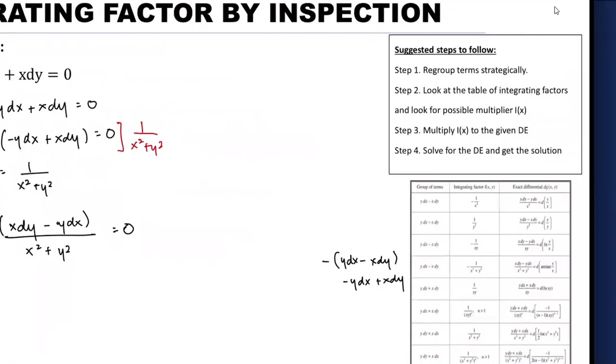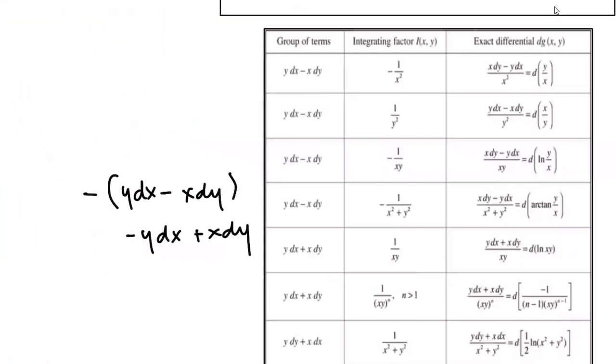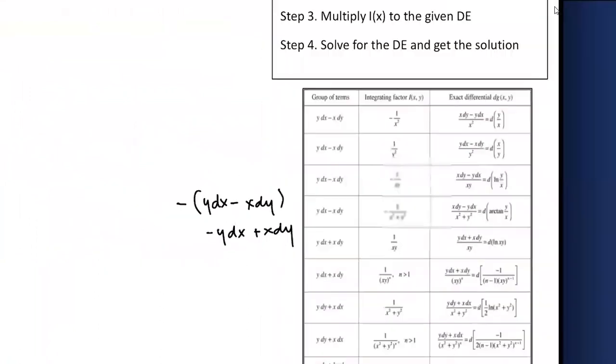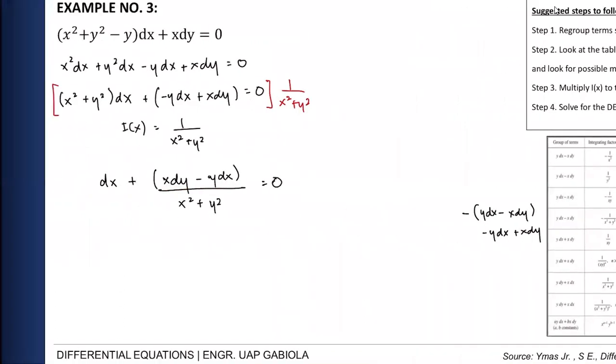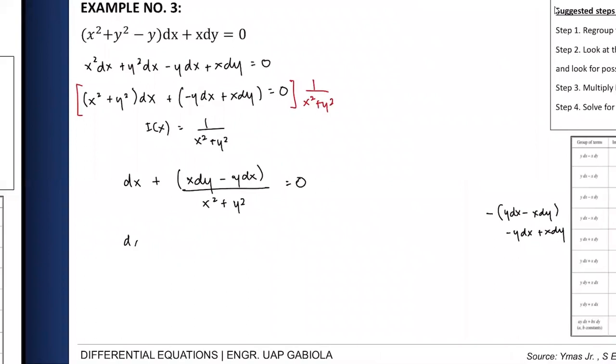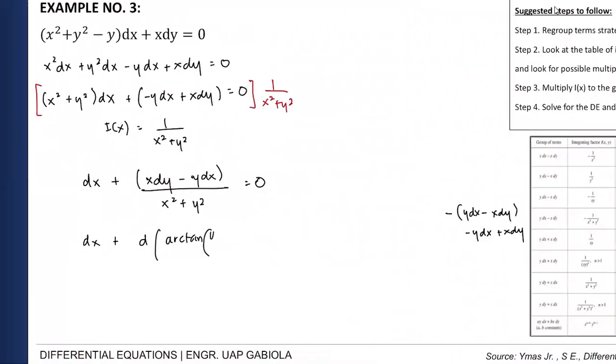According to our table, once you have this function, x dy minus y dx over x squared plus y squared, we have an exact differential for arctangent. So we have dx plus d of arctangent of y over x equals 0. Then just integrate. We have x plus arctangent of y over x equals c.